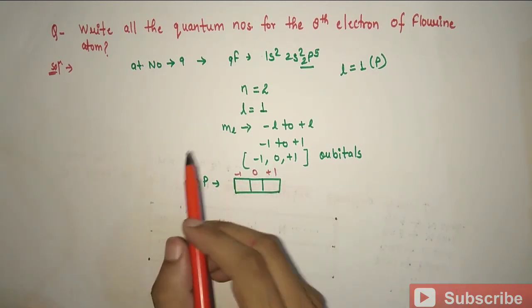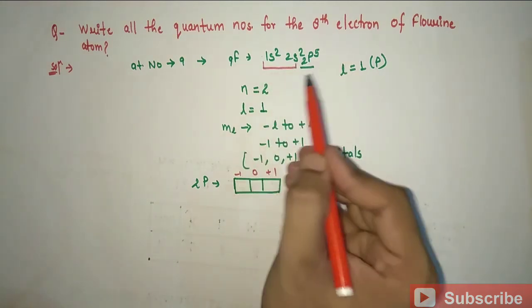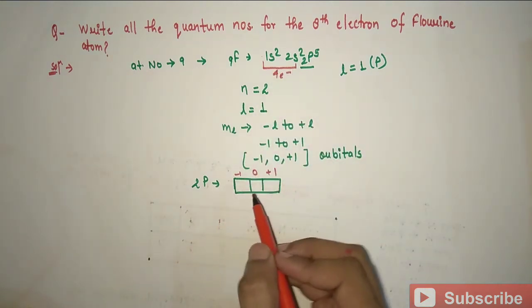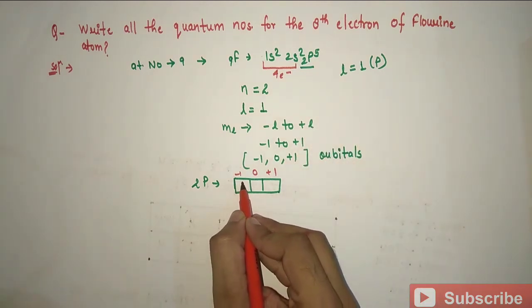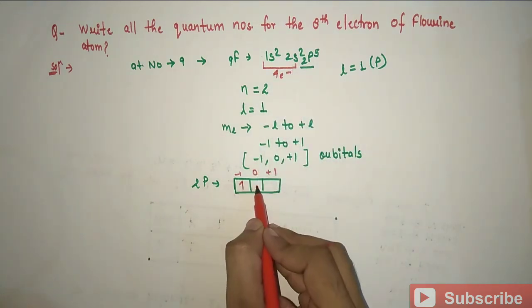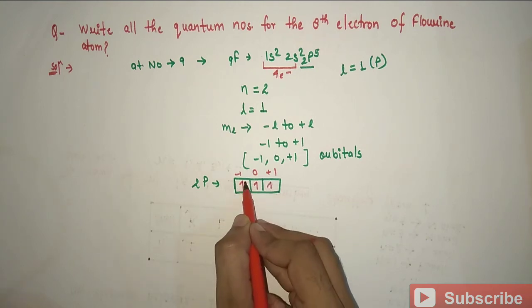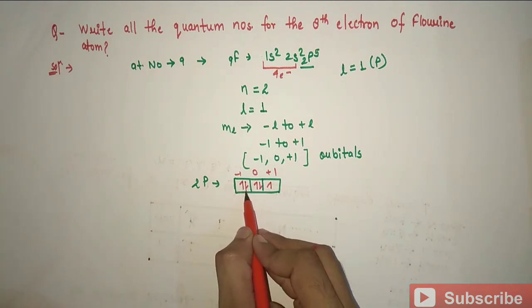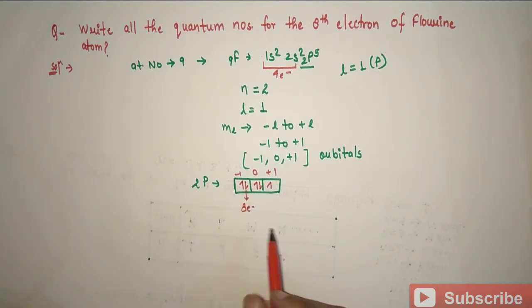Now the question asks for the 8th electron. Up to here, 2s2, the 4 electrons are completed. Now in the p subshell we have to fill 5 more electrons, and it will be filled according to Hund's rule. So up to here it will be 4, then 5, 6, 7, 8 and 9. So this is the 8th electron which we are talking about.